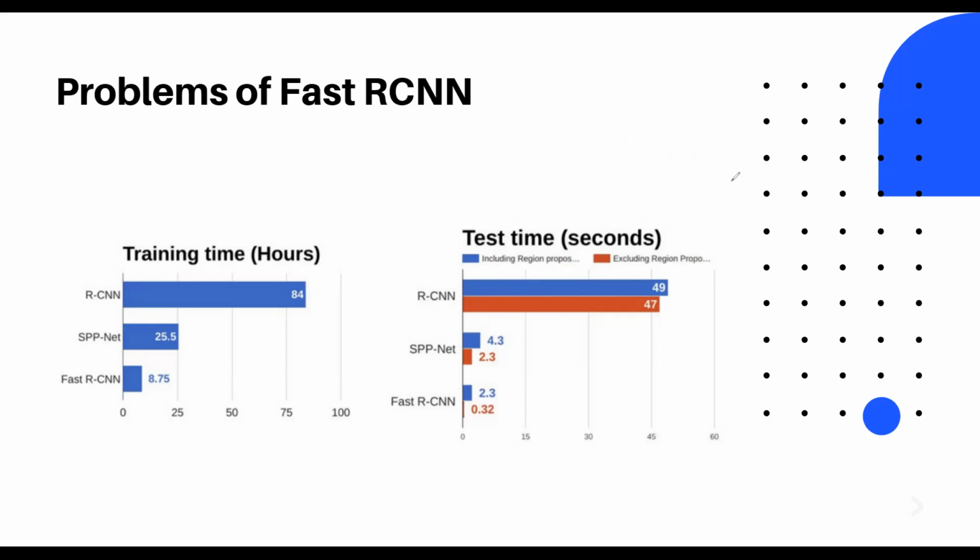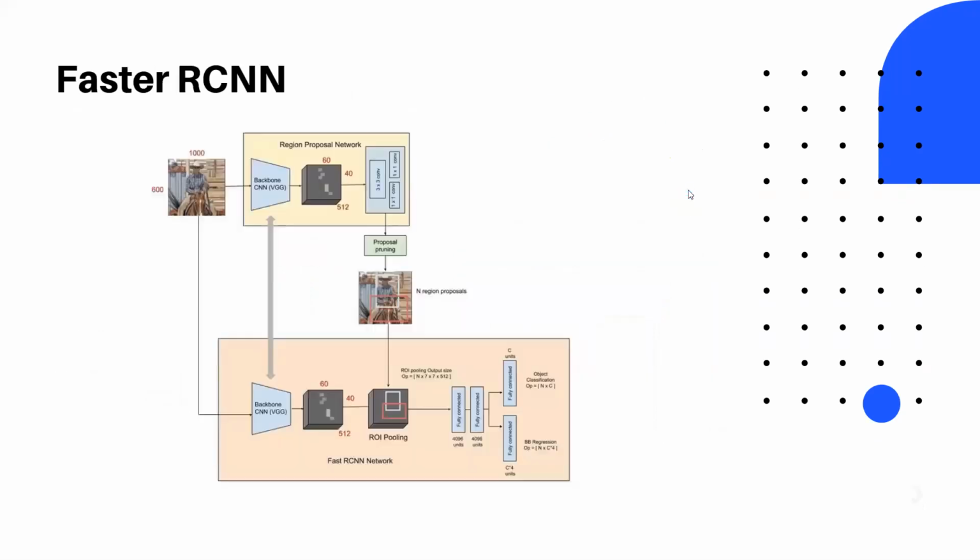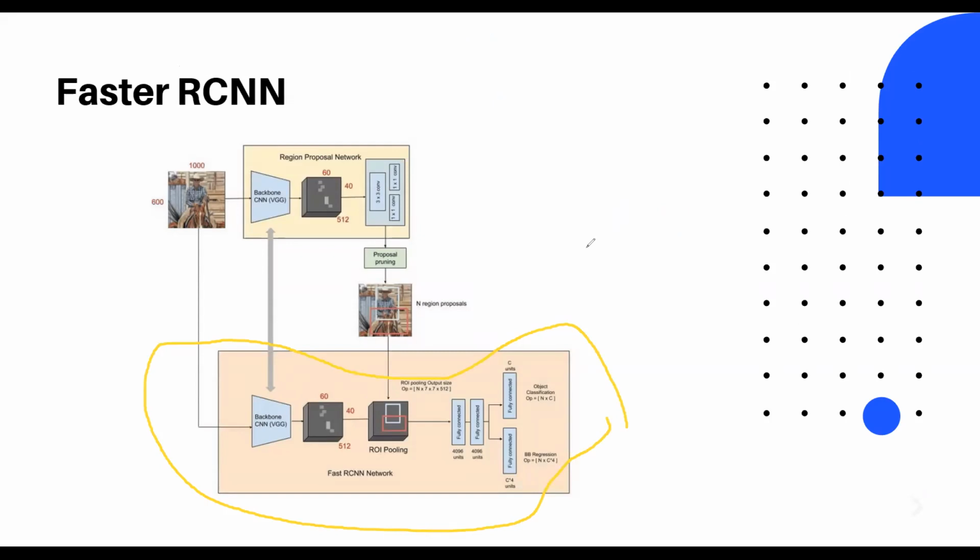And now we know that there is no other way of improving this architecture besides fixing selective search. So we must fix selective search. And this is where faster RCNN came into existence. Faster RCNN is a very simple architecture. Here we have the fast RCNN model, the same architecture as before: we send the image once through the CNN, we have a feature map, and then we do the ROI pooling and so on.